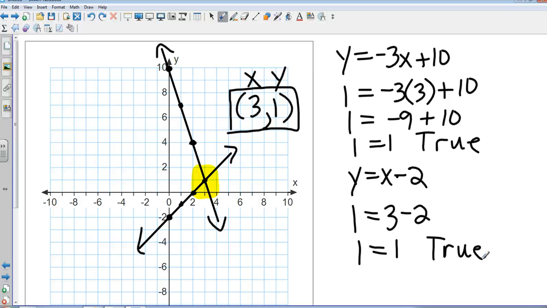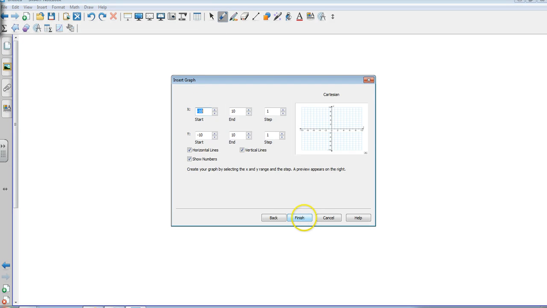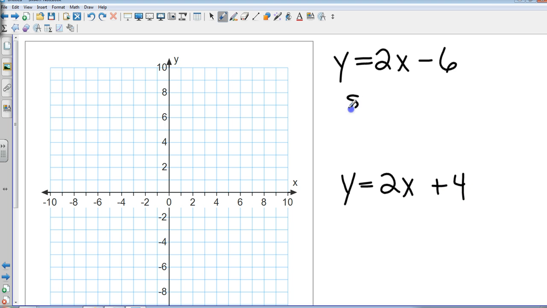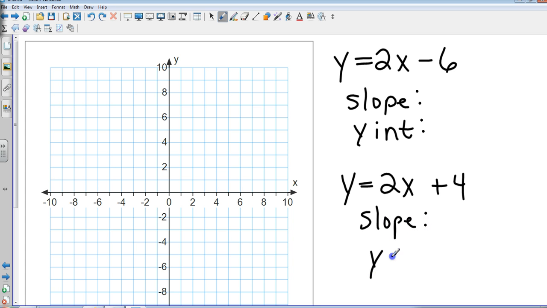Now, some of you might say, well, what if the lines never cross? So let's look at an example of that. If I have these two, if I did slope and y-intercept on both of these, you're going to see something that is very specific. So the slope of my top one is 2 over 1. My y-intercept is -6. The slope of my bottom one is 2 over 1 with a y-intercept of 4.